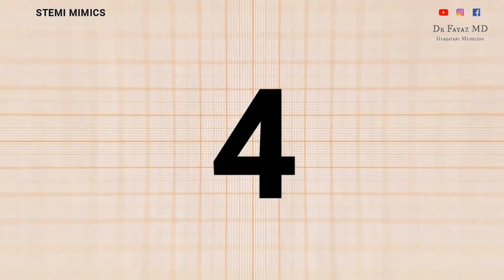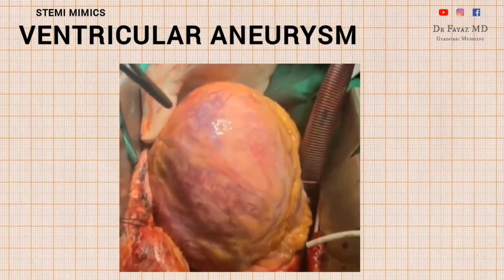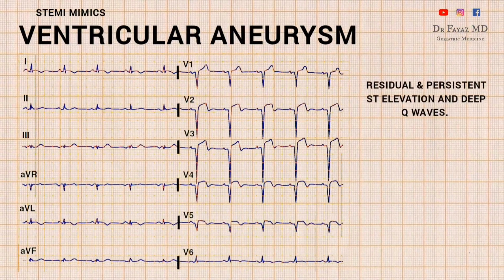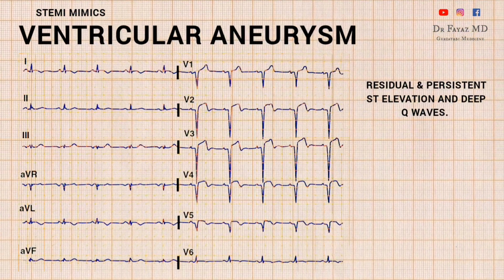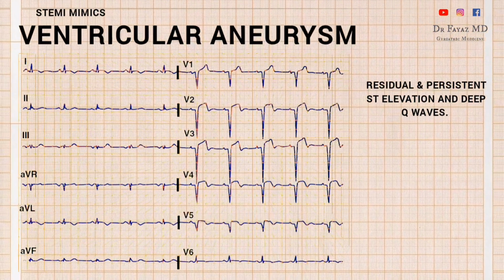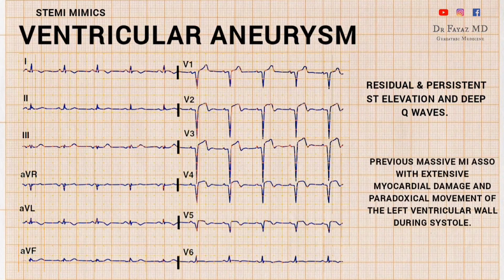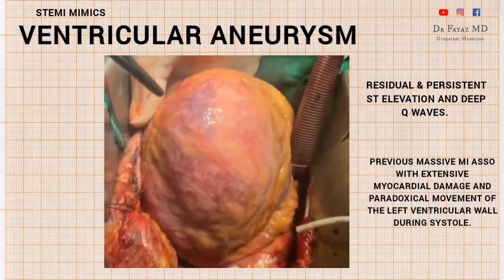Fourth differential is ventricular aneurysm. So here we can see residual and persistent ST elevation in the ECG with deep Q waves. So this is usually seen in patients with previous massive MI associated with extensive myocardial damage and paradoxical movement of the left ventricle during systole.